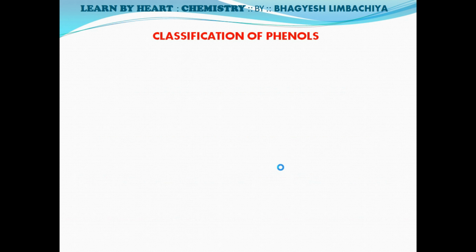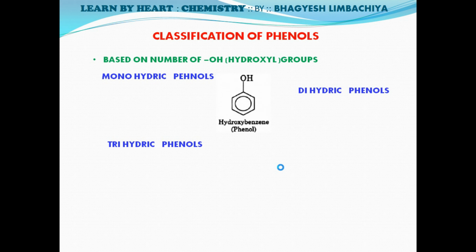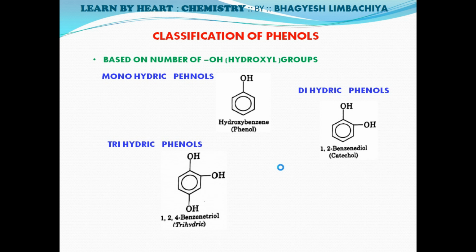Next is the classification of phenol. Here also it is based on the number of OH groups. Number 1 is monohydric phenol, then dihydric and trihydric phenols. In monohydric phenol, only one OH is present. In dihydric, two OH are present, and in trihydric, three OH are present. So the first is phenol, another is benzene 1,2-diol. Its common name is catechol, and third is 1,2,4-benzene triol, and it is a trihydric phenol.